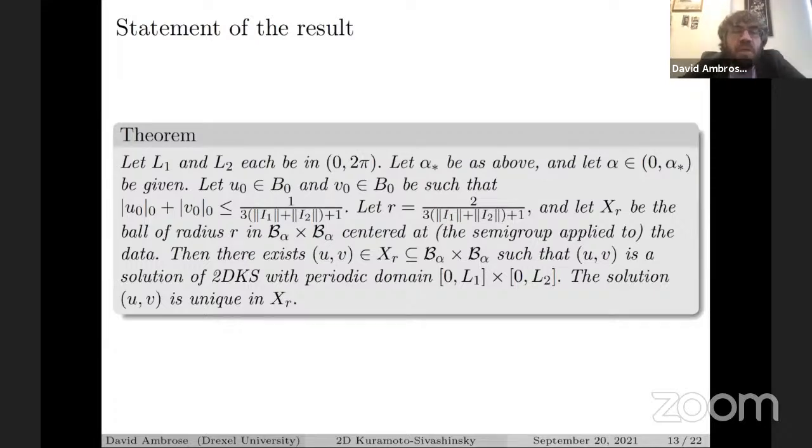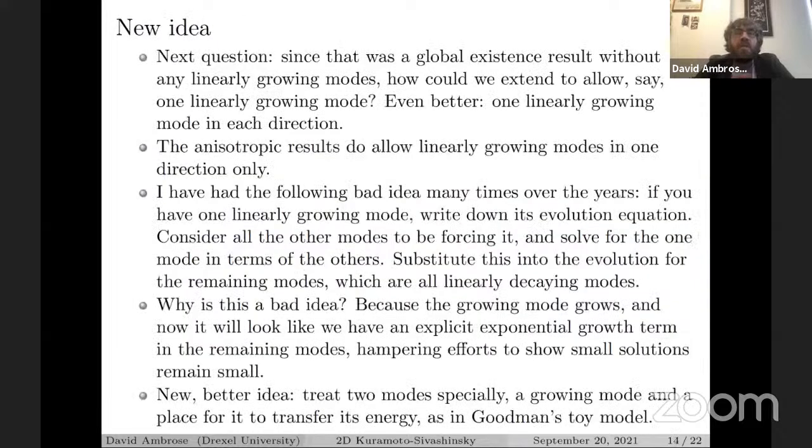Okay, so L1 and L2 both have to be small here. They have to be smaller than 2π. But like I said, there's nothing anisotropic about this. L1 and L2 are interchangeable from our point of view.